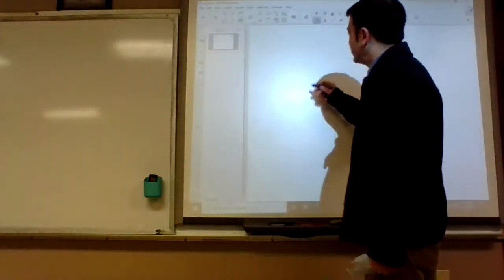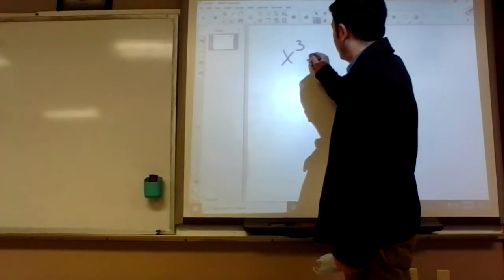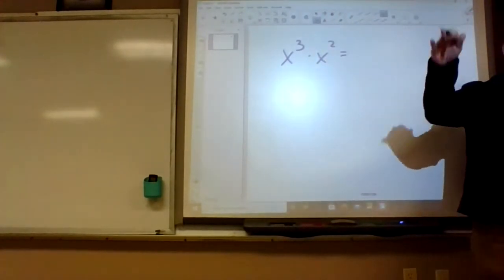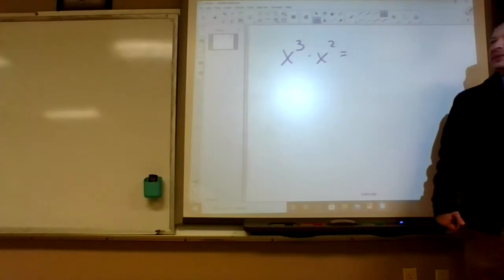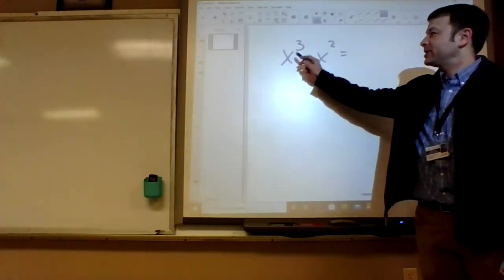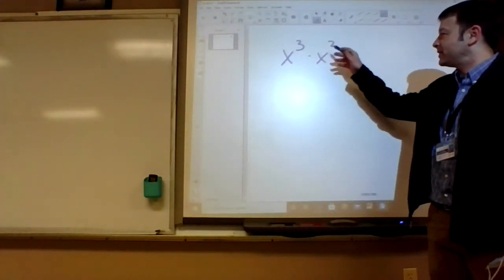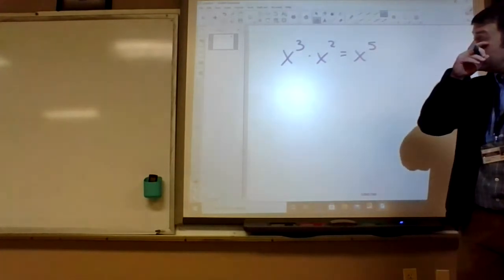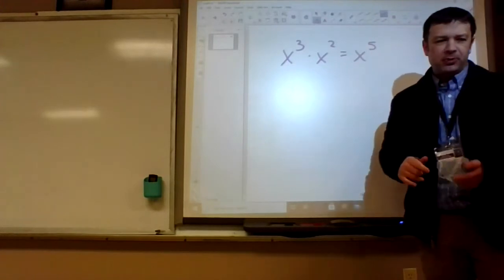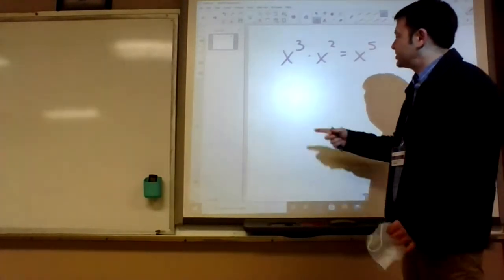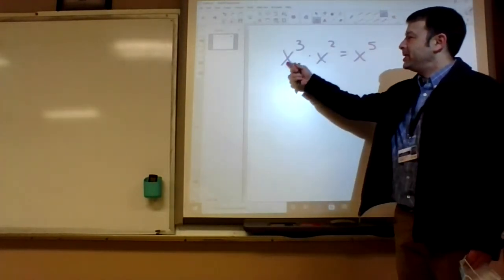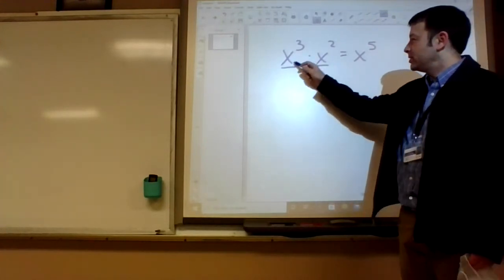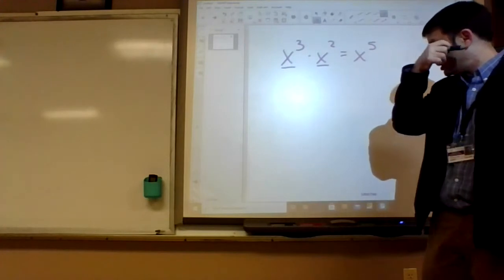So, can you guys tell me how we did that? X to the third times x squared is what? X to the fifth. Right, because it means x times x times x times x times x, so it's five x's multiplied. So when you are multiplying the same base, the number below the exponent, then you can add their exponents.